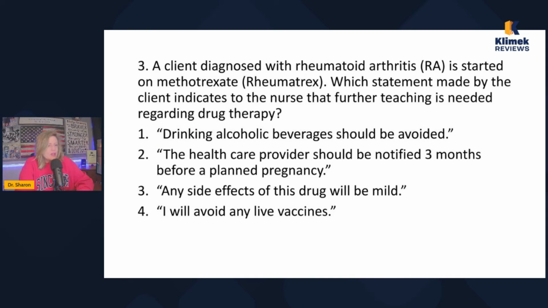3, a client diagnosed with rheumatoid arthritis is started on methotrexate. Which statement made by the client indicates to the nurse that further teaching is needed regarding drug therapy? Drinking alcoholic beverages should be avoided. The healthcare provider should be notified 3 months before a planned pregnancy. Any side effect of this drug will be mild. I will avoid any live vaccines.